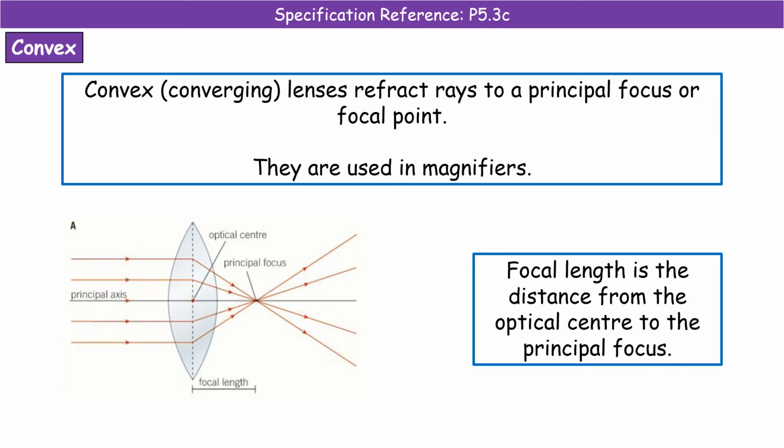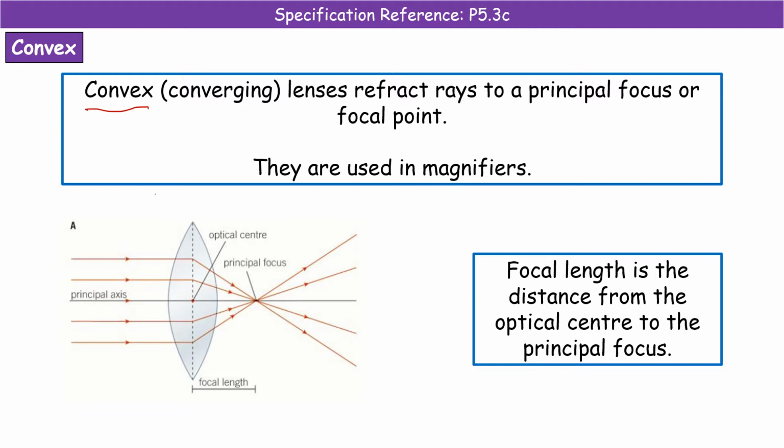What we're going to be doing in this booster is having a look at lenses. So, first thing, our first type of lens is a convex lens. Now, convex lenses are sometimes called converging lenses, and what they're going to do is refract those rays of light that enter it to what we call a principal focus or a focal point. This is the kind of lens that we're going to use in magnifying devices.